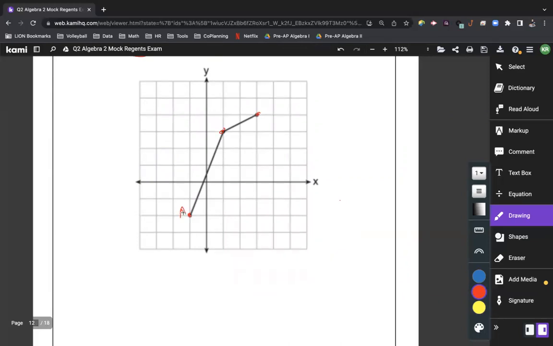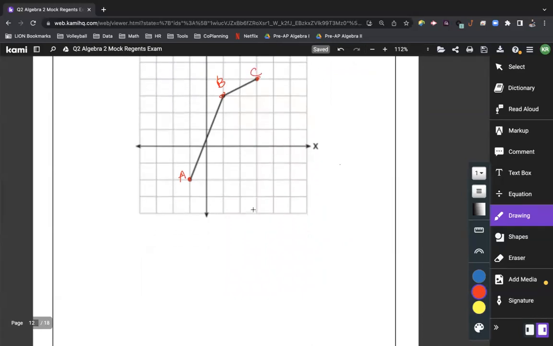I really appreciated students that labeled these A, B, and C, and then when they did the inverse, they did A prime, B prime, C prime. Definitely keep that up. So I'm going to go ahead and write my points here.